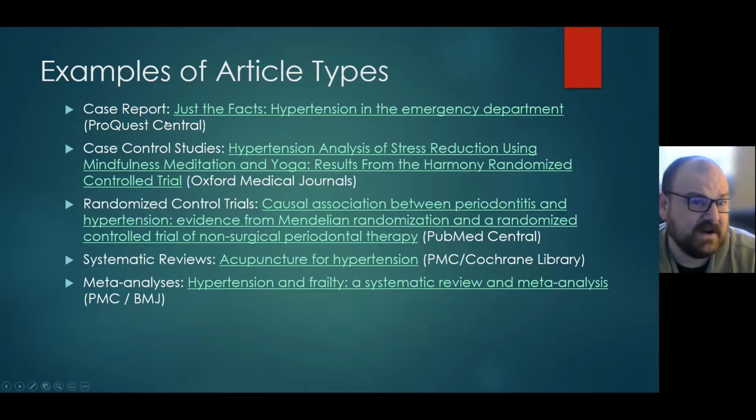We talk in that pyramid about case control studies. And again, I stuck with the hypertension theme. We found an article in PubMed on hypertension: analysis of stress reduction using mindfulness meditation and yoga. I found we had access to this in our Oxford Medical Journals, which you have access to as part of your Liberty access. If I pull that up, we can see an example of a case control study.